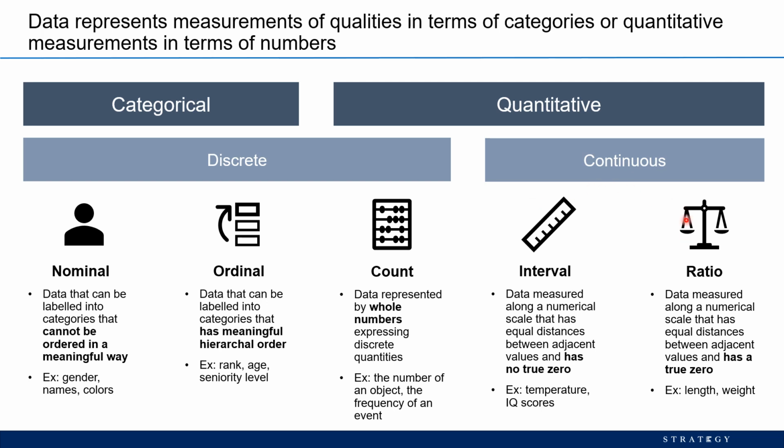And then finally, the last type of quantitative data is ratio data. Now, ratio data is different from interval data in the fact that it does have a true zero. And usually interval data is a little bit more abstract, where ratio data is a little bit more concrete. Think about something like length or weight. For instance, you can definitively say that 4 inches is twice as long as 2 inches, and there is a continuous measurement between that.